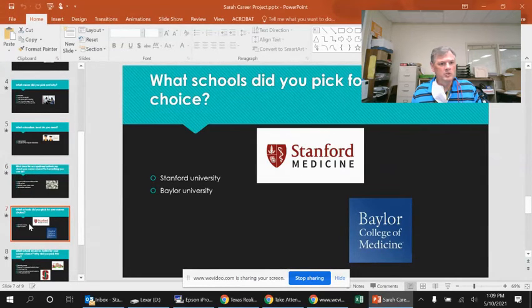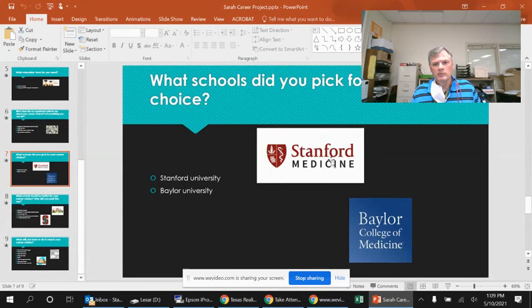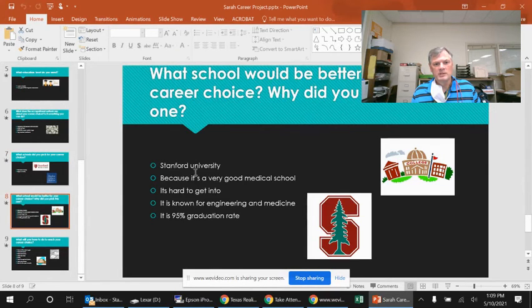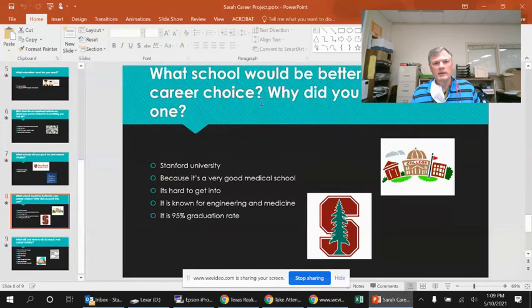The next one would be your schools. That would be slides 7 and 8. You're combining that as one slide. So what schools did they pick? They picked Stanford and they picked Baylor. And then instead of combining it, they put it into 2 different slides. But you can put all of this information into one, because we know it's Baylor and we know it's Stanford there. So what schools did you pick? And then you could have said why. And they gave examples of why they chose Stanford.